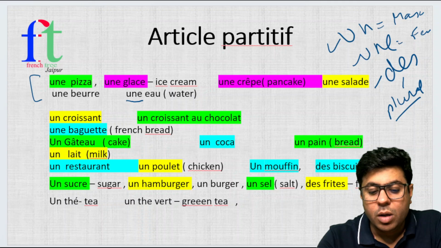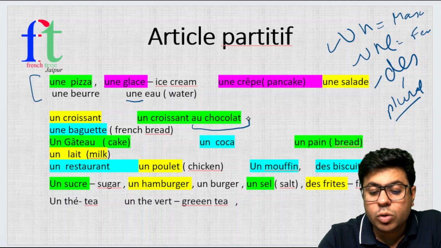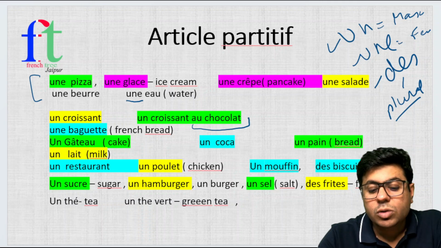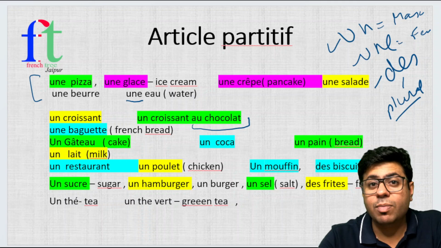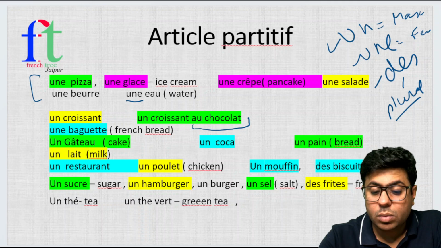And croissant au chocolat. Whenever you use au chocolat, au vanilla, that describes the flavor of the particular item. So un croissant is a normal croissant, un croissant au chocolat is a chocolate croissant. Une baguette, un gâteau, un coca, un pain, un lait.